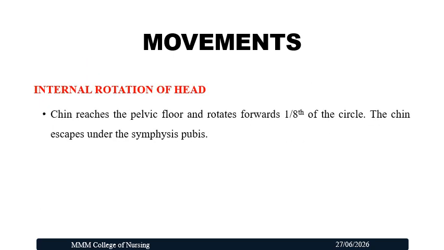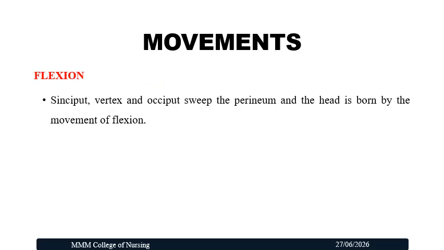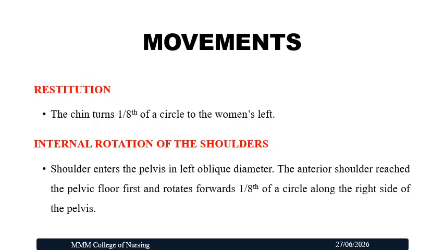Next movement is internal rotation of head. Chin reaches the pelvic floor and rotates forward 1/8 of the circle. The chin escapes under the symphysis pubis. Flexion. The sinciput, vertex and occiput sweep the perineum and the head is born by the movement of flexion. Next movement is restitution. The chin turns 1/8 of the circle to the woman's left.